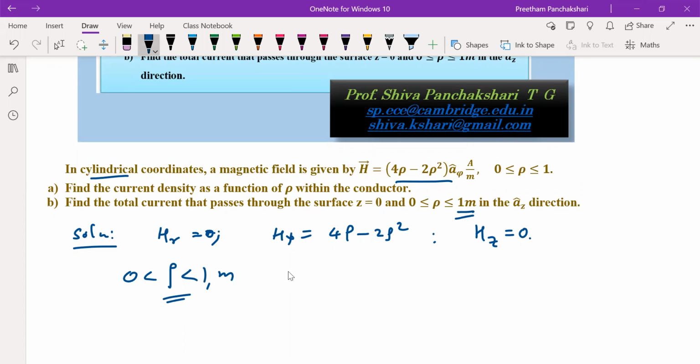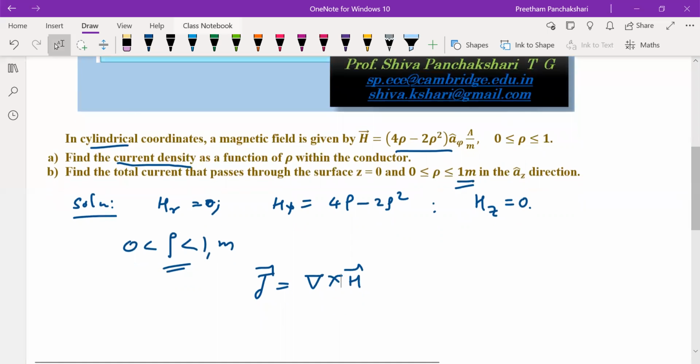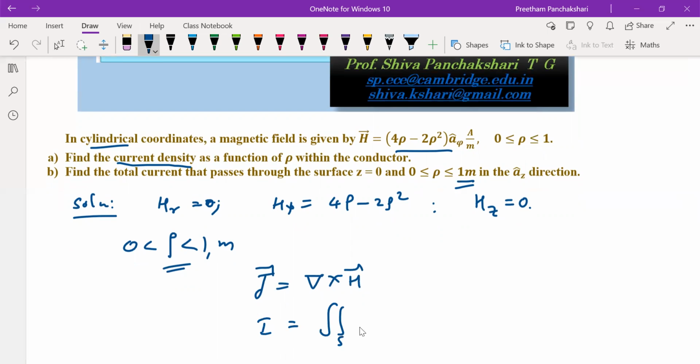So we have to find J, the current density, which is given by curl H, that is the point form of Ampere's law. Afterwards you have to find current I from J. So I is given by the surface integral of J over a surface S. So what is this surface S?